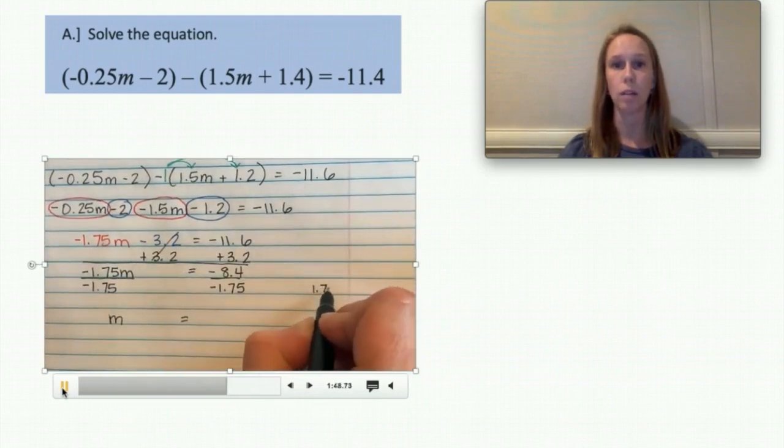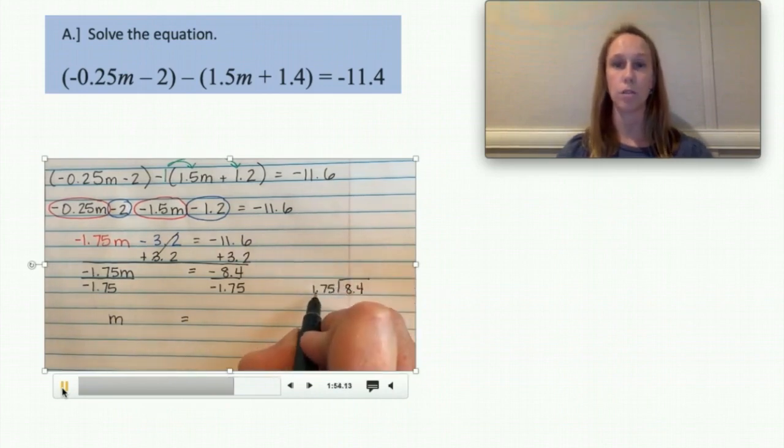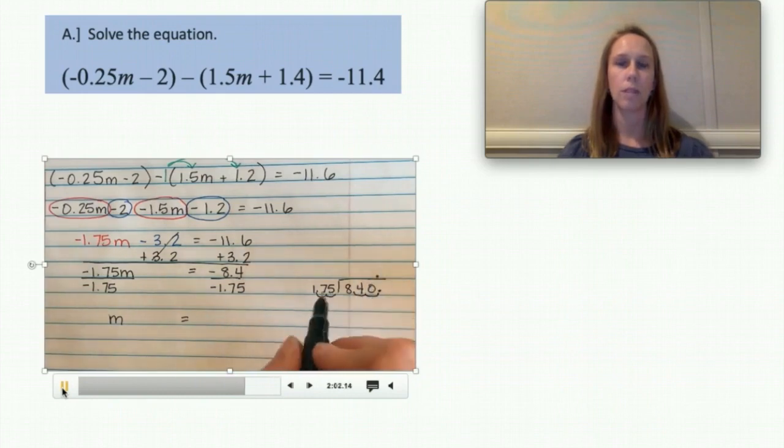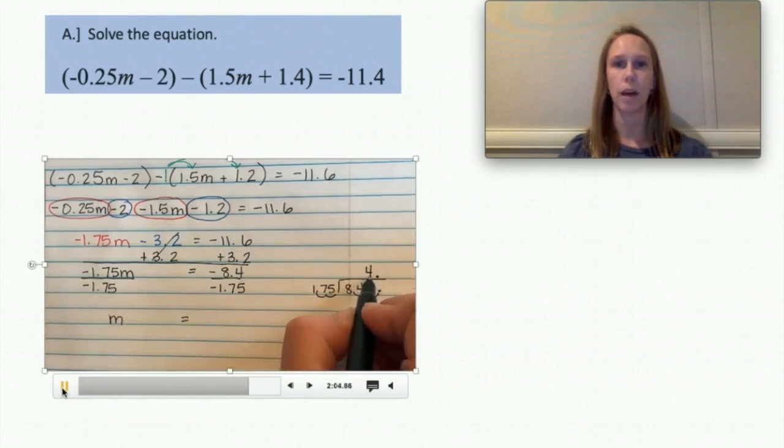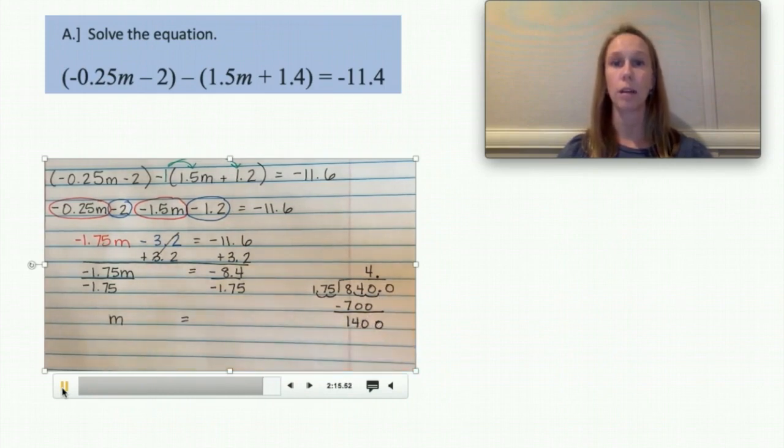In case you forgot how to divide by decimals and your calculator is not handy, I'm going to set up my division problem, multiply both terms by 100 to kind of move that decimal out of the way. And I have to think how many groups of 175 will go into 840, and that's 4. So 4 times 175 is 700. I subtract, add a 0, and end up with 1400. Well, I can just double the last one, and 8 groups of 175 make 1400. So the solution is 4.8.